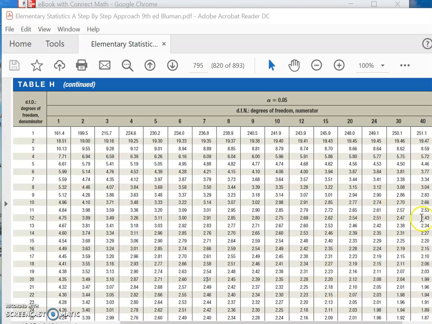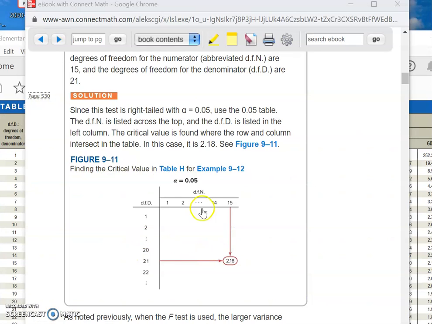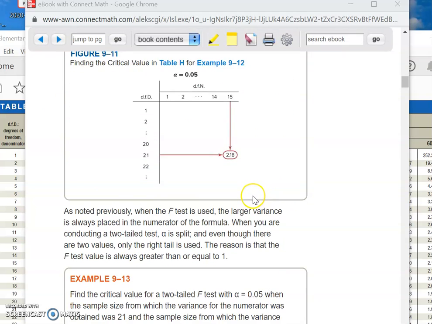So let's see if I got that right. Let's see here. Okay, and we got it right. It's 2.18. So that's the critical value for this example.